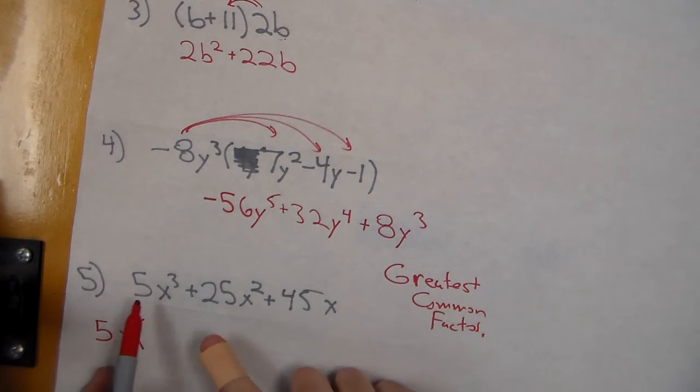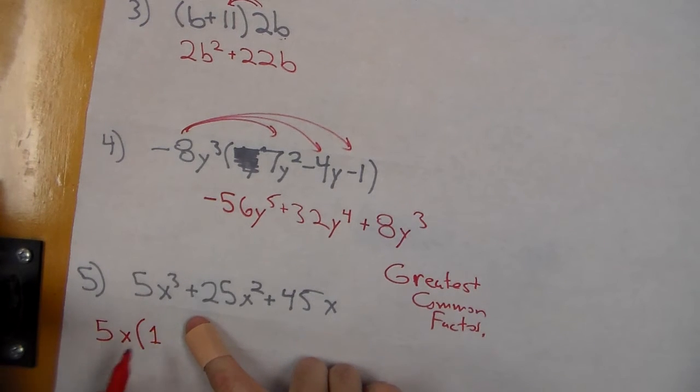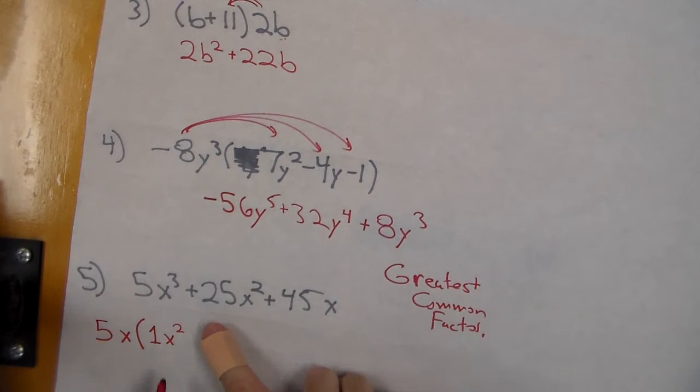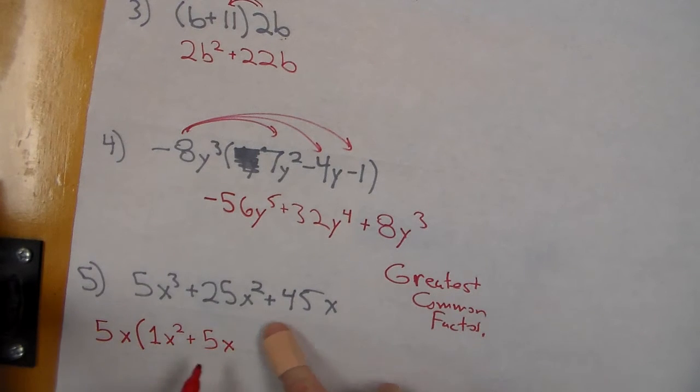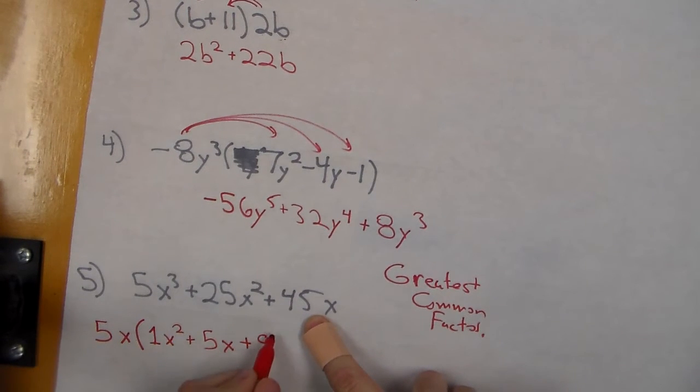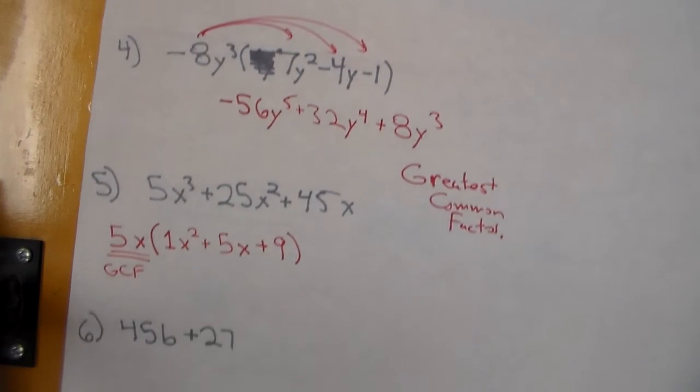So now we go through each term. If I took a 5x out of here, the 5 is gone, leaves me with a 1. One of the x's is gone, so that's x squared. 25x squared, if I divide out a 5, I have a 5 left, and I have 1x left. 45x, I divide out a 5, I'm left with 9. You don't have to write the 1 here, but this would be 5x times x squared plus 5x plus 9. You would say that your greatest common factor is 5x.